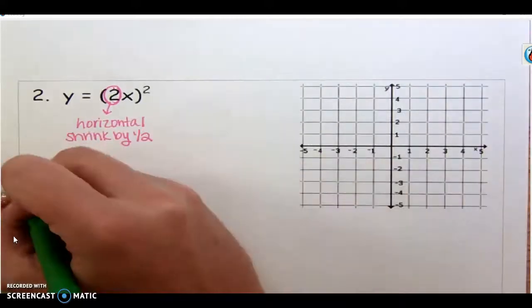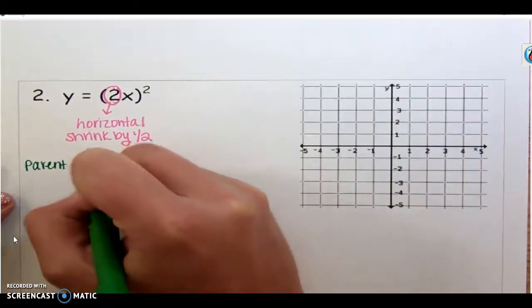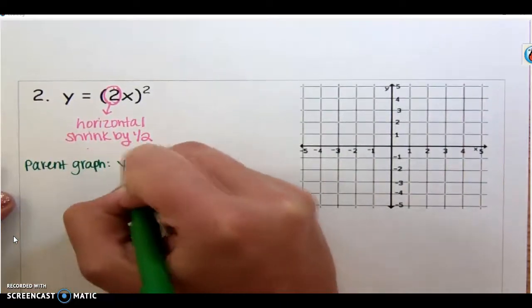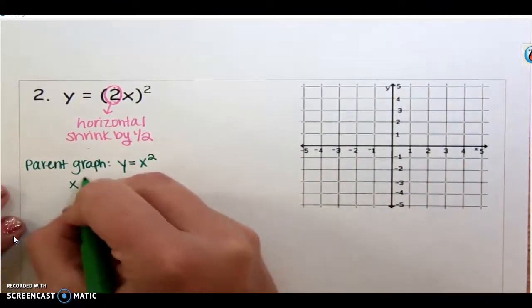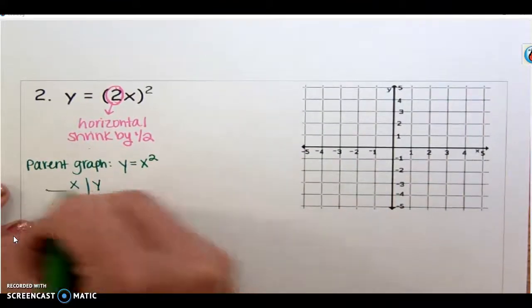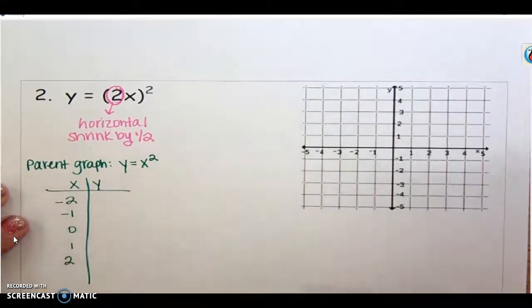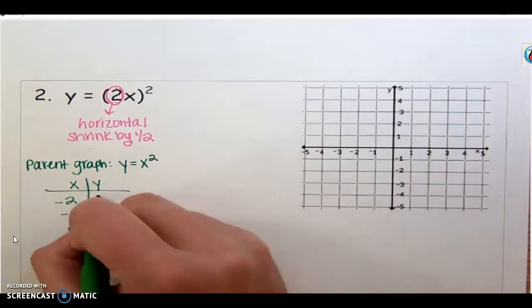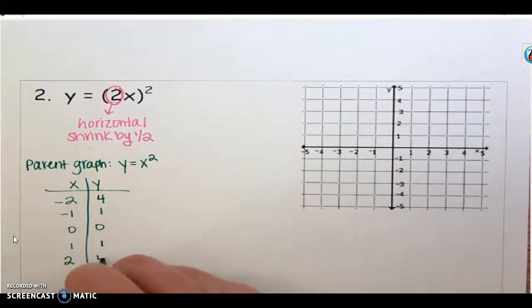Okay, so our parent graph is still going to be y equals x squared, so the quadratic. So we're going to make our original table. I'm going to use the same numbers as last time. If you just plug in the x squared, you'll get 4, 1, 0, 1, 4.